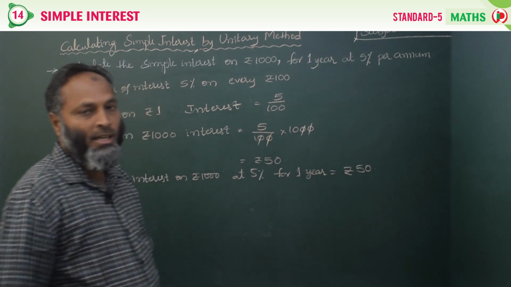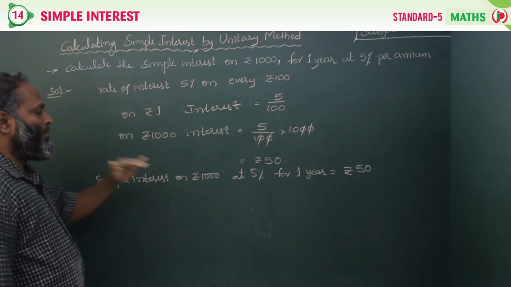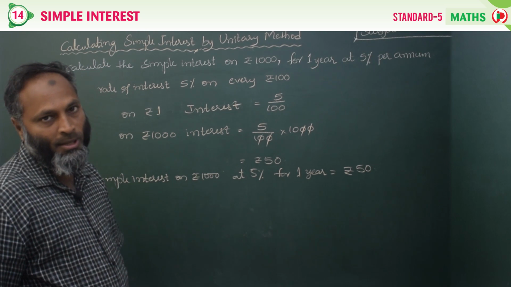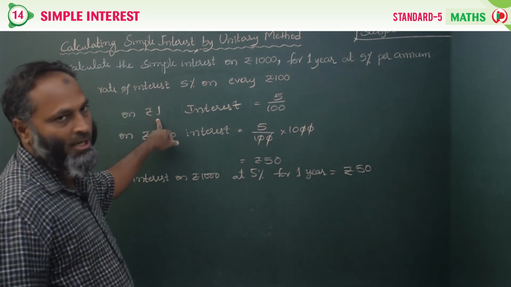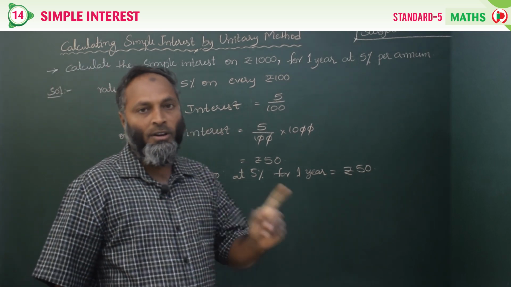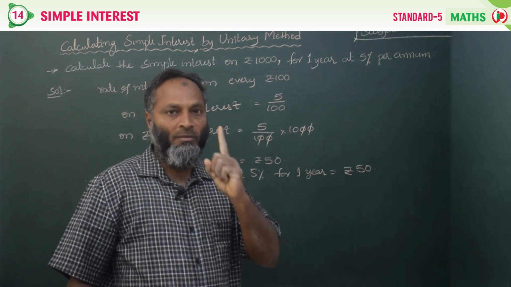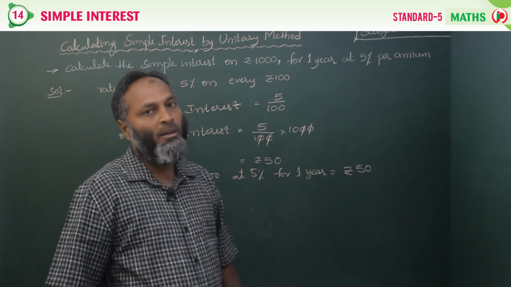So, that is the interest on the given principal amount. This is using the unitary method. Why unitary method? Because we are finding the interest on 1 rupee. On 1 rupee, how much interest? 1 is the unit, so this is called the unitary method.